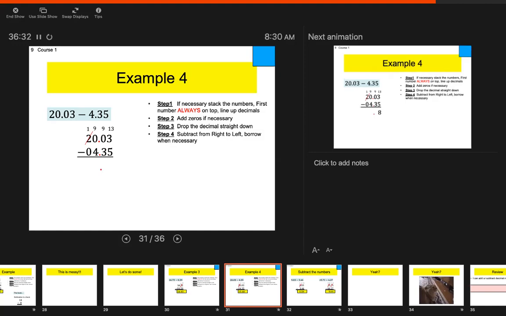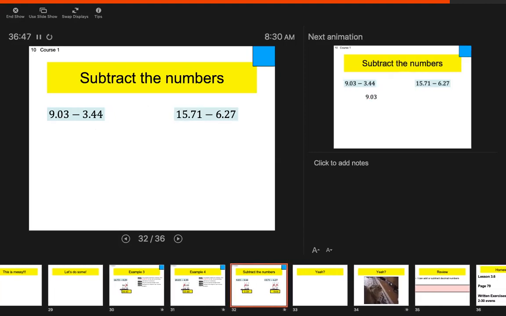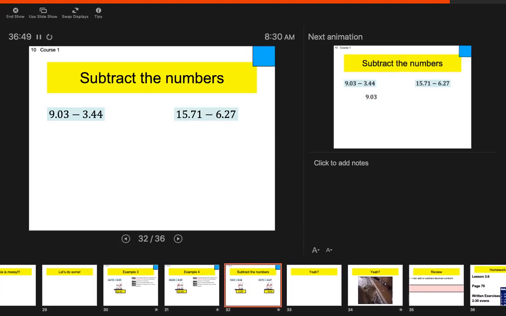All right, 5 from 13 leaves an 8. 3 from 9 leaves a 6. 4 from 9 leaves a 5. And 0 from 1, well, that's still 1. So I got 15 and 6800ths. Yes?